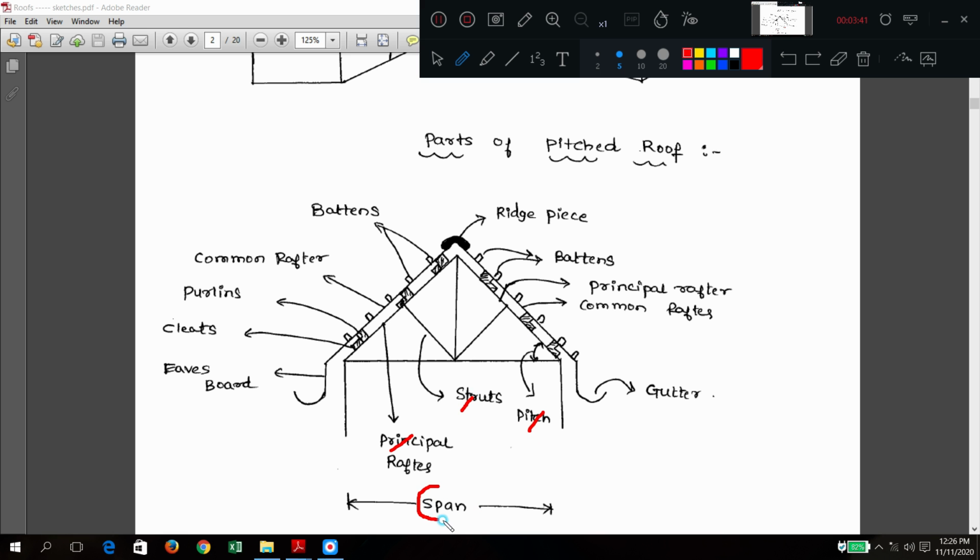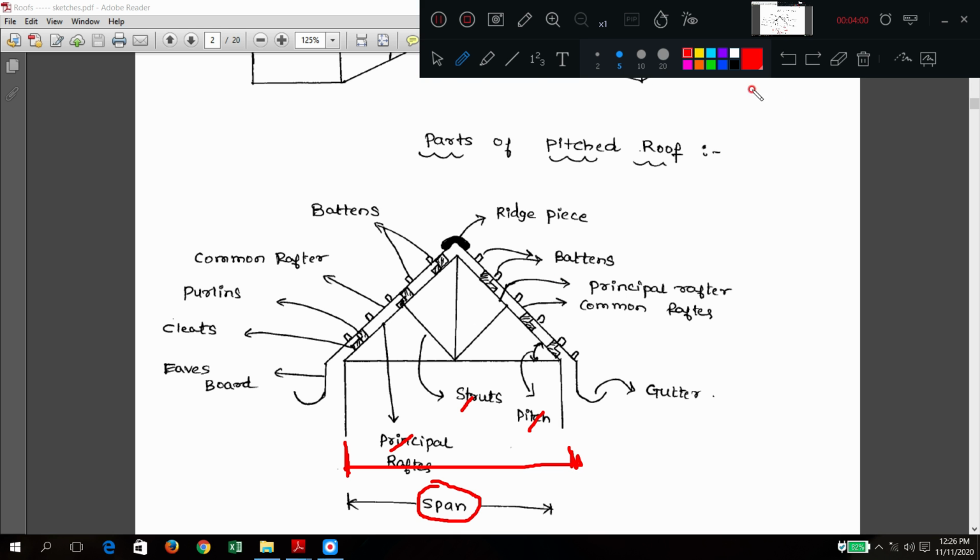Now what is span? Span is the clear distance between the two ends of this slope, or you can say the distance between the wall supports. This is called the truss, with this one member and the second member.